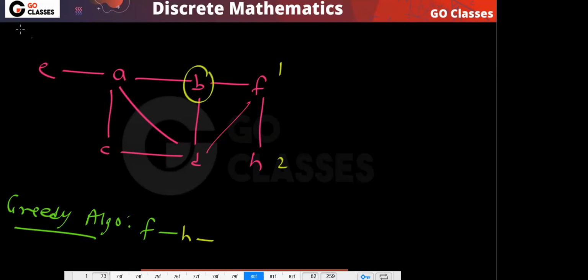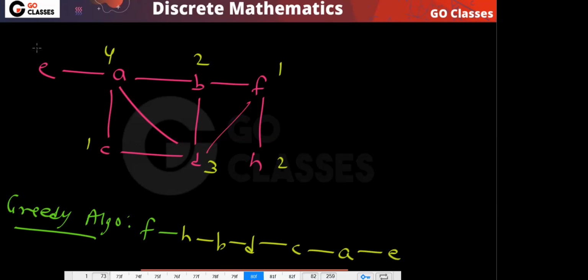Then for this vertex I will use the minimum color available, that is 2. Then for this vertex, the minimum color available is 3. Then for this vertex, that is 1. Then for this vertex, that is 4. And then for this vertex, that is 1. Yes or no? So if I apply the greedy algorithm in this order, then what will the answer be?